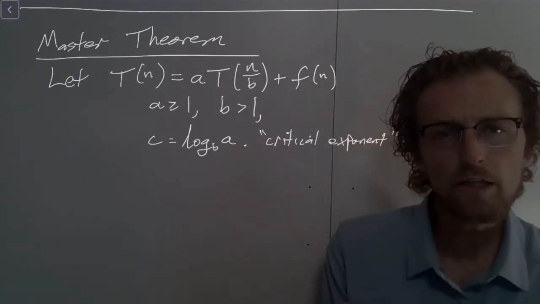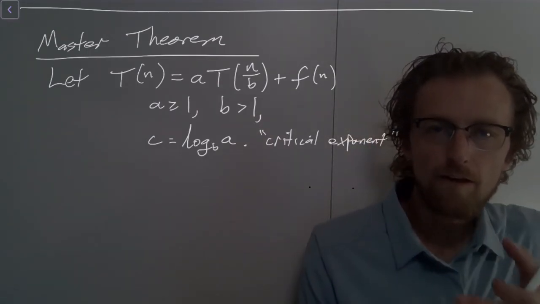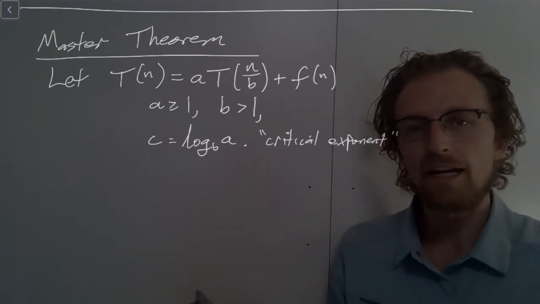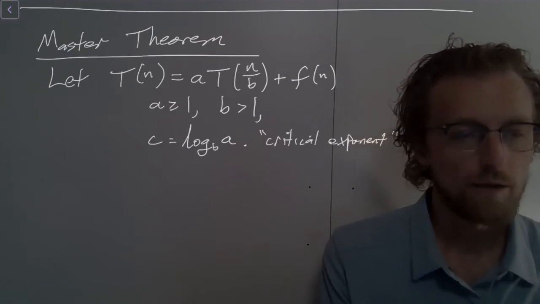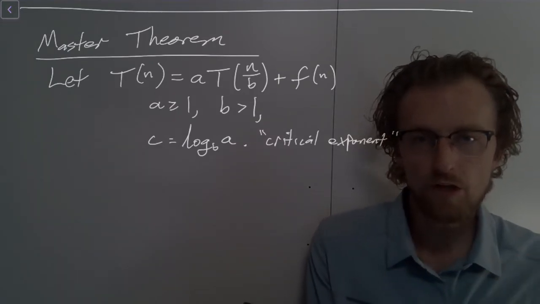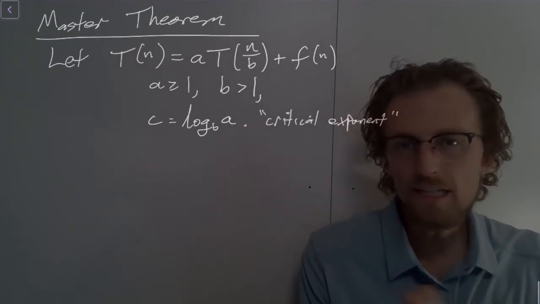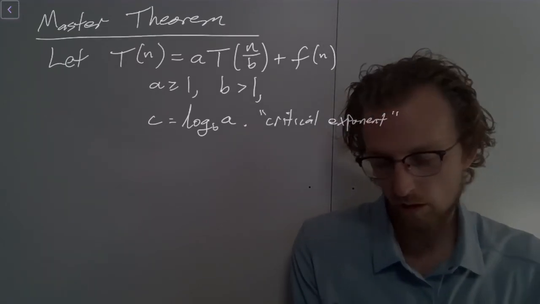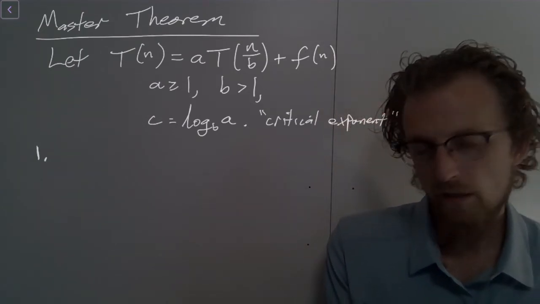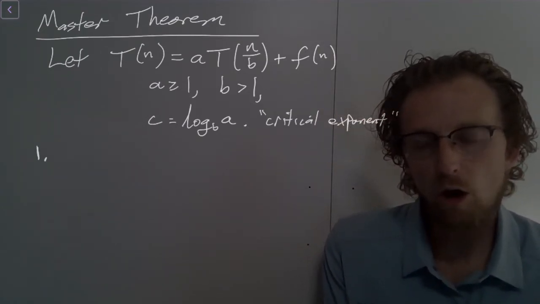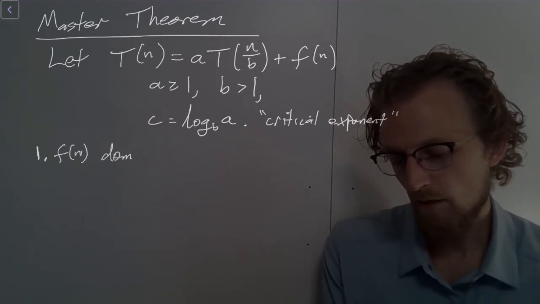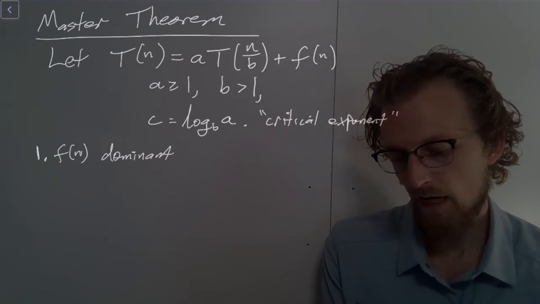The critical exponent turns out to define very precisely what the threshold is between overhead dominating and recursion dominating. So here are the three possible cases, or at least the three cases that we'll talk about today. There are some subtleties that arise in a few of these that you can go and study on your own or talk to me about in office hours. So one, we'll call this the overhead dominating case. This is the f of n dominant case.